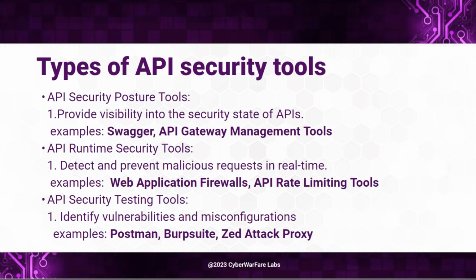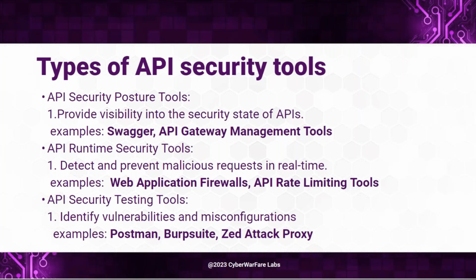First one is API security posture tools. These provide visibility into the security states of APIs, giving us visibility of how APIs are working. For example, Swagger, and also some API gateway management tools.